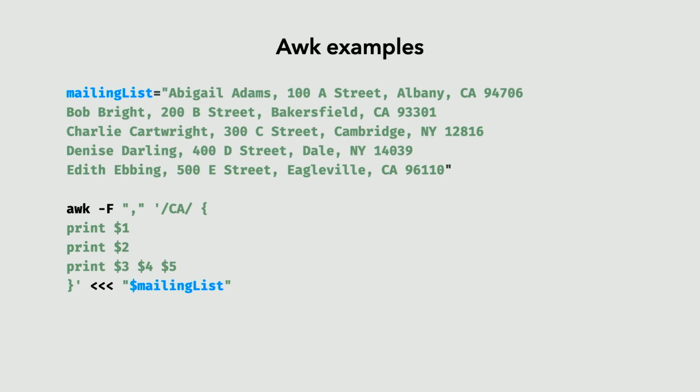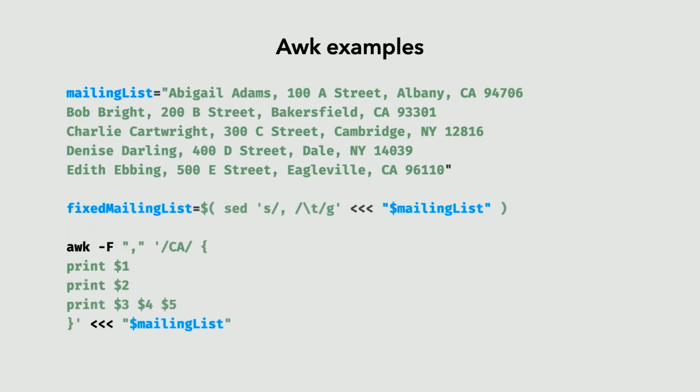And I'd really like to have the comma between the city and the state in my mailing list, but I'm already using comma as my field separator. What to do? Well, here's where a little bit of help from Sed might come in handy. I'm going to change my field separator. Look at the Sed statement between parentheses.